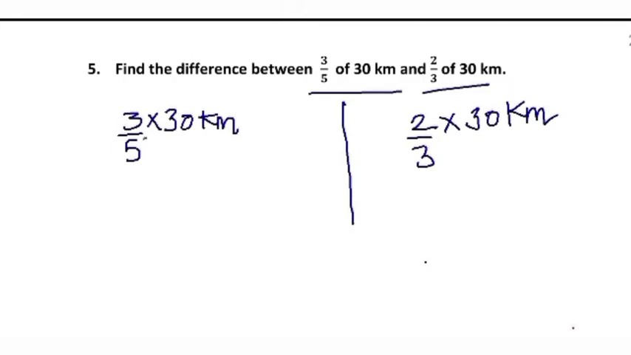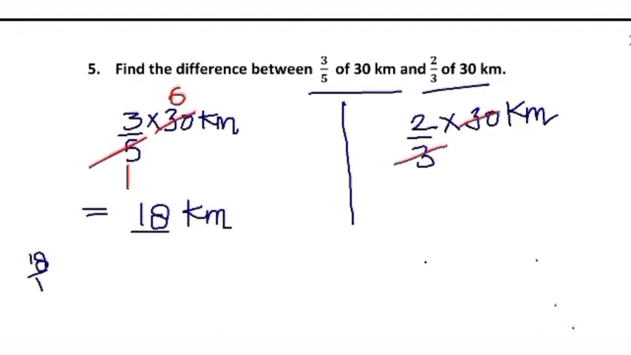Okay, this denominator and this numerator both are divisible by 5, so cut them. 5 1s are 5, 5 6s are 30. So now it becomes 6 3s are 18 kilometers. Denominator is 1, so you can avoid that because 18 upon 1 is equal to 18. That's why I have written here 18 kilometers. Now on the other hand, this 3 and this 30 are also divisible by 3. 3 1s are 3, 3 10s are 30. Now it becomes 2 10s are 20 kilometers.